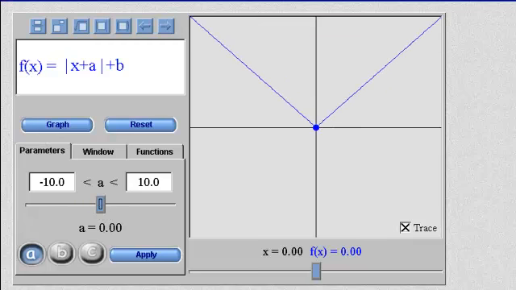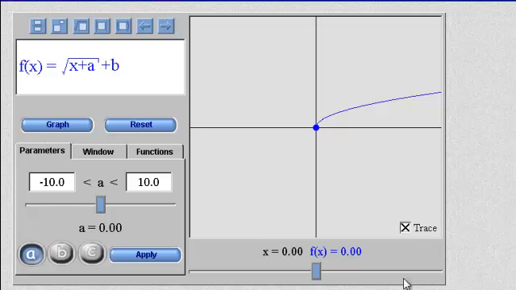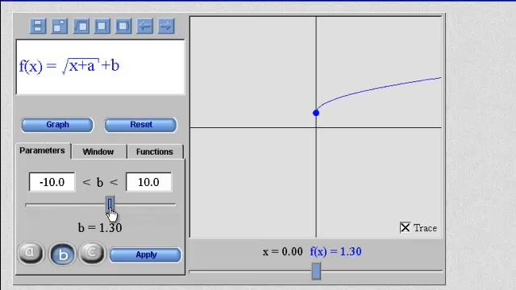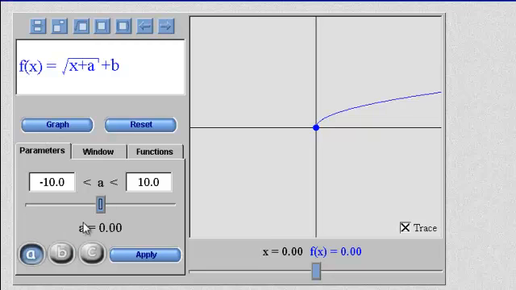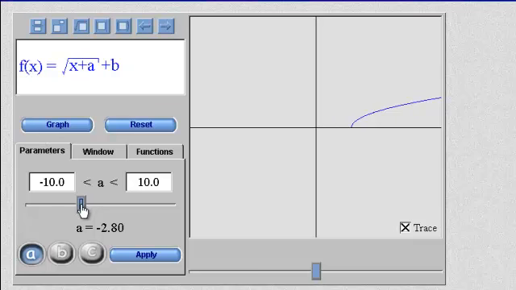Same thing once again. Here's a square root function. I have an a and a b on that one. The a is on the inside, b is on the outside. So if I make b a positive number, if it's like the others and it's being added on the outside, it should move it up, and it does. If a is like the others and it's on the inside, a positive number should make it move to the left, and it does. And the negative number should make it move to the right, and it does.